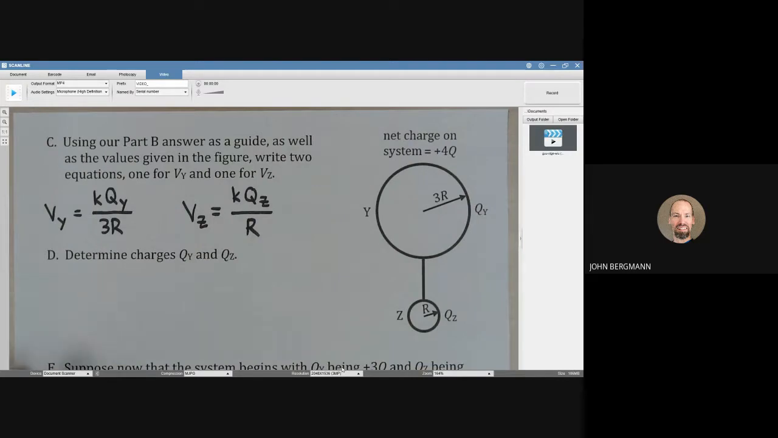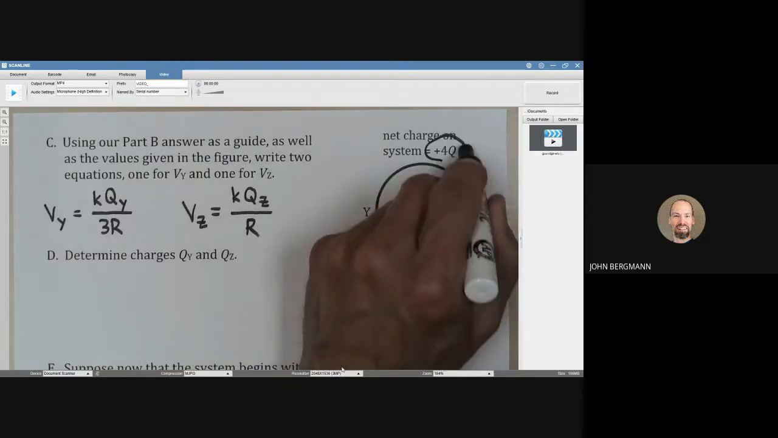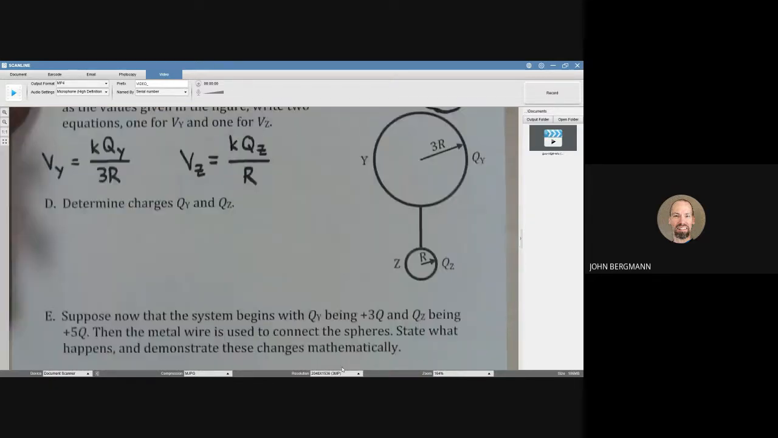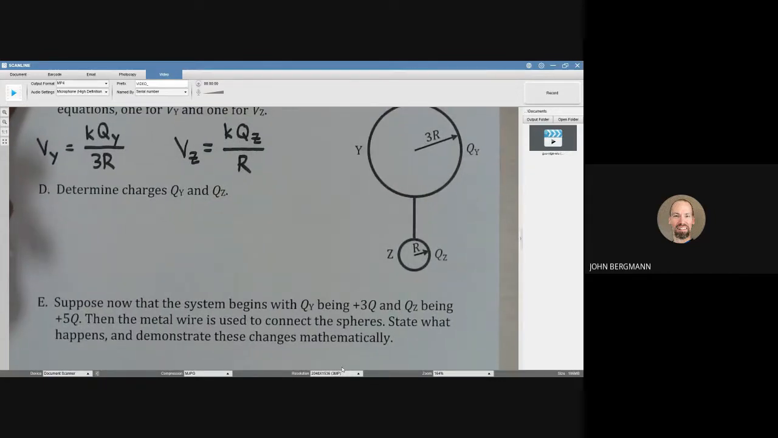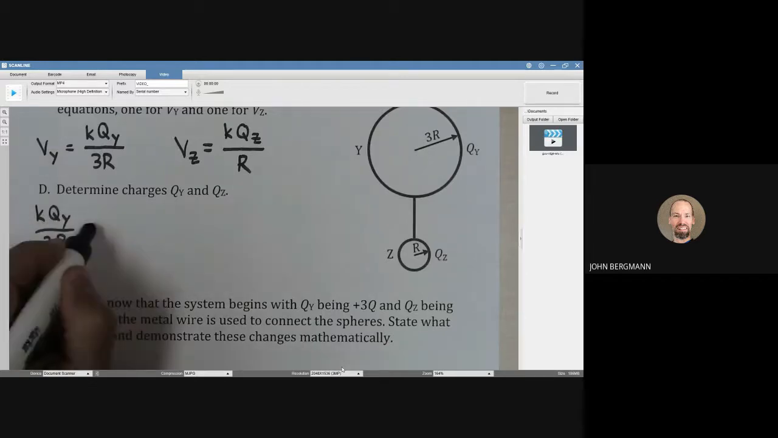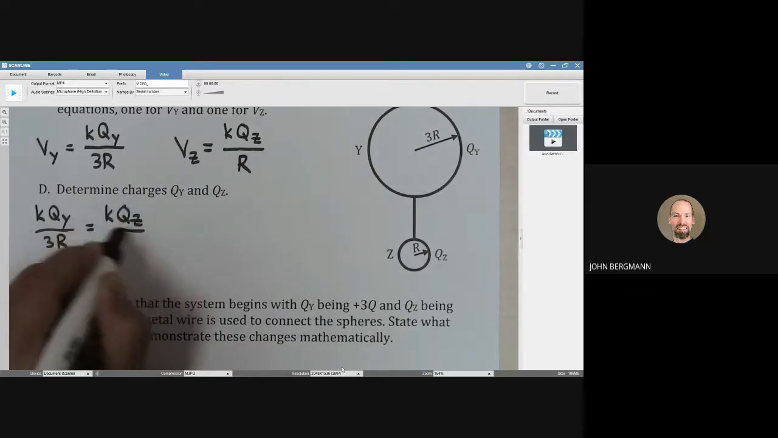And what we want to do is determine the charges qy and qz, noting that the total amount is up here at the top of the screen. The total should be 4q. So how is it divvied up between qy and qz? When these are connected, we've said the potential will be the same everywhere, which means that this expression, k qy over 3r, should be numerically equal to this expression, k qz divided by r.